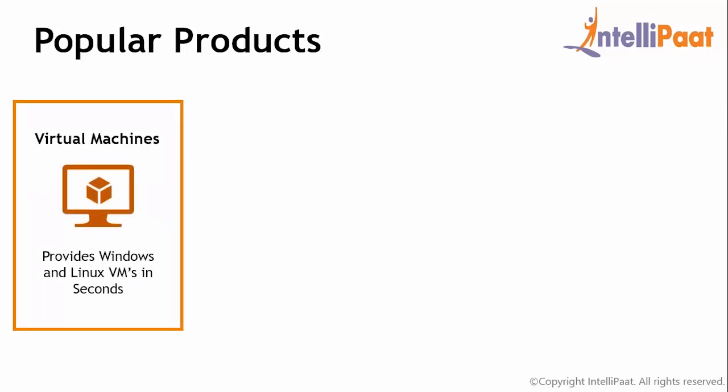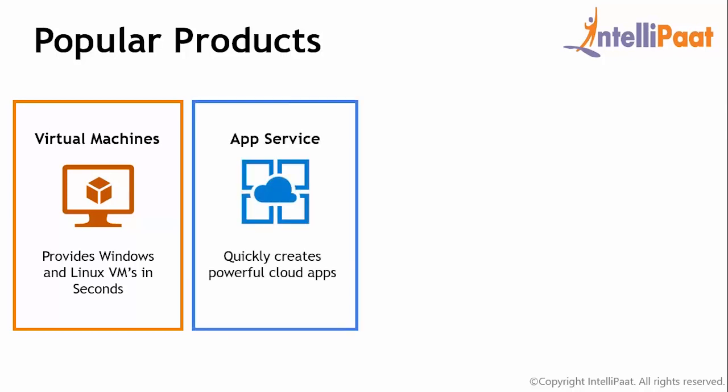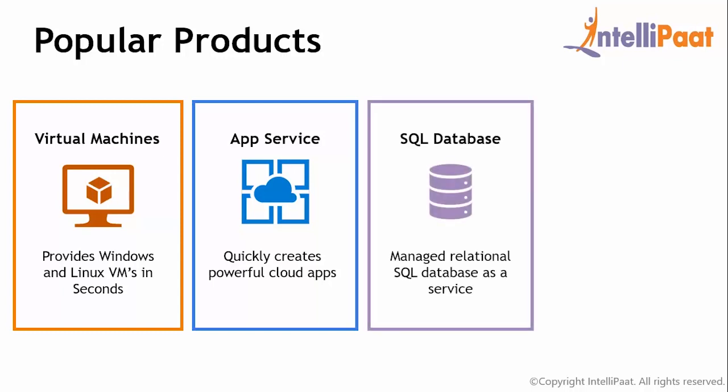And now let's move on to the popular products that Azure provide. So the first one is virtual machines. So it creates Linux and Windows virtual machines in seconds. Azure Virtual Machine would actually give you the flexibility of virtualization for a wide range of computing solutions. And then App Service. So it is used to quickly build, deploy, and scale enterprise grade web, mobile, and API apps.